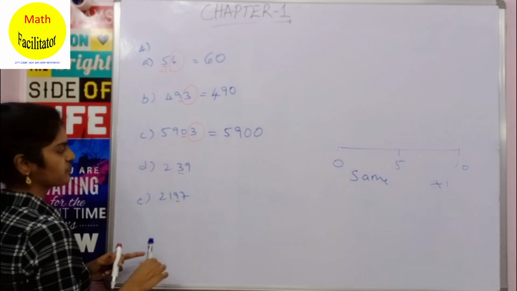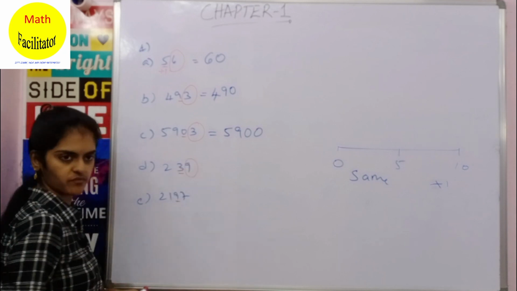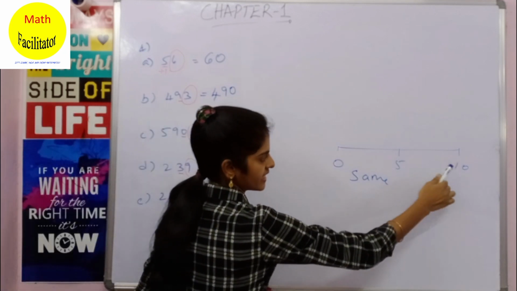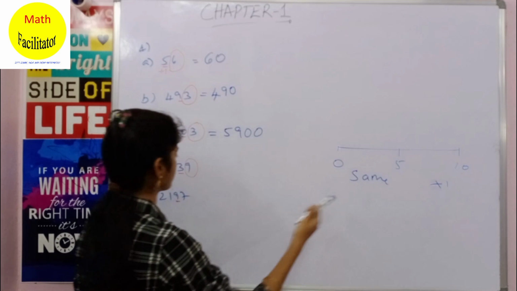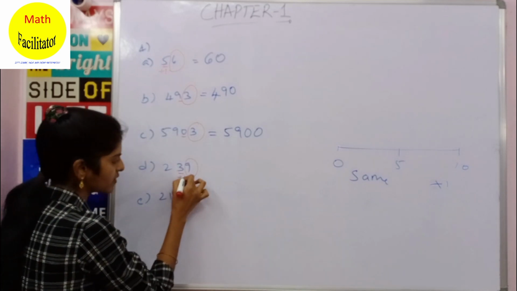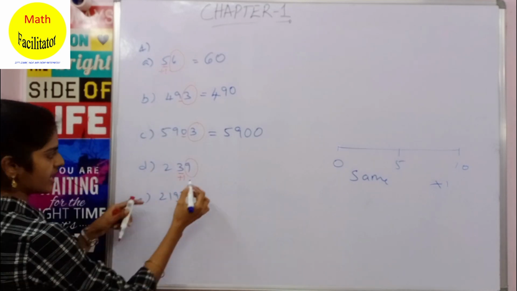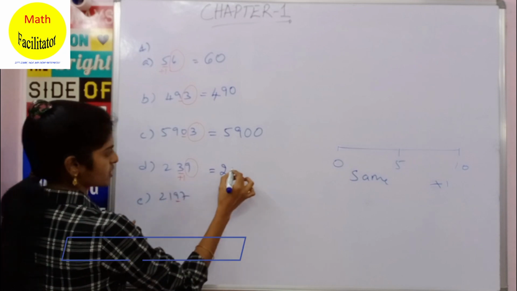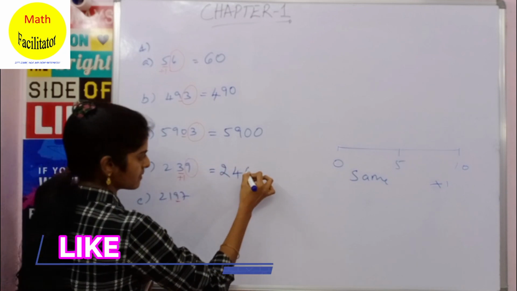Okay. Now here what do you have? You have 9. Okay. 9 is a number greater than 5, so you will add 1. Okay. Where will you add 1? You will add 1 here to the tens place. Okay. So this is 2. 3 plus 1 is 4, and this number becomes 0.